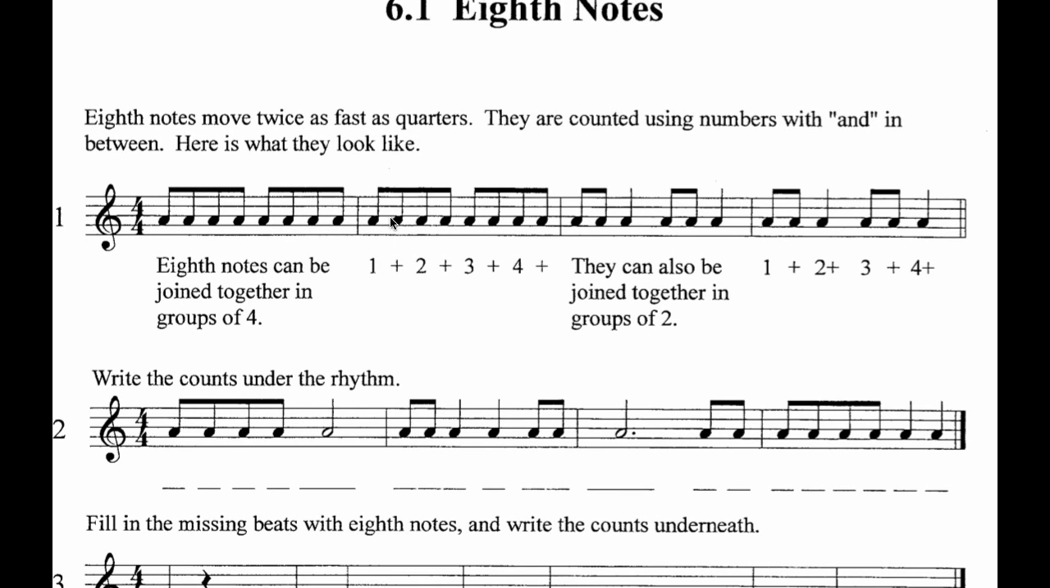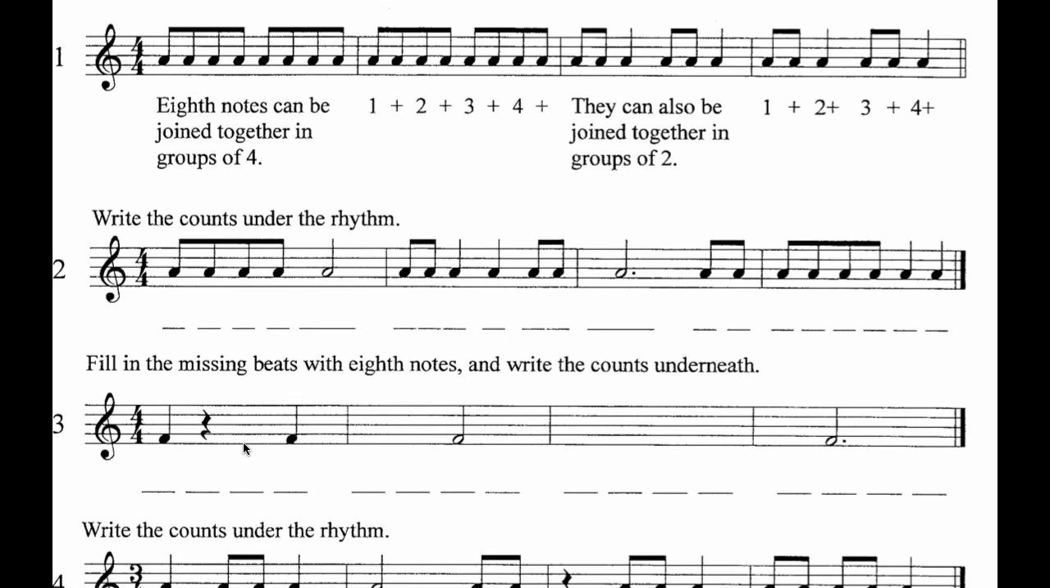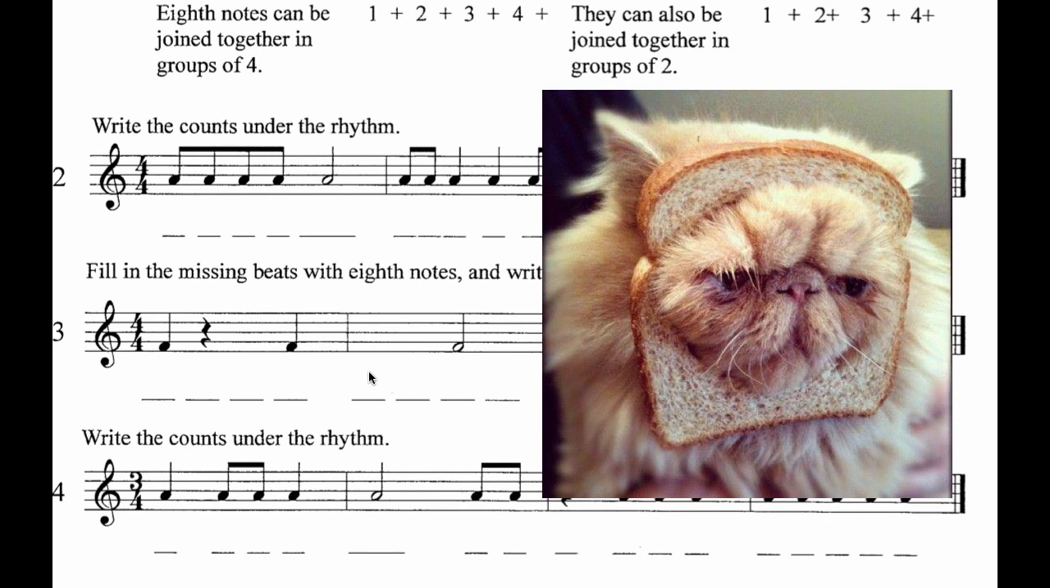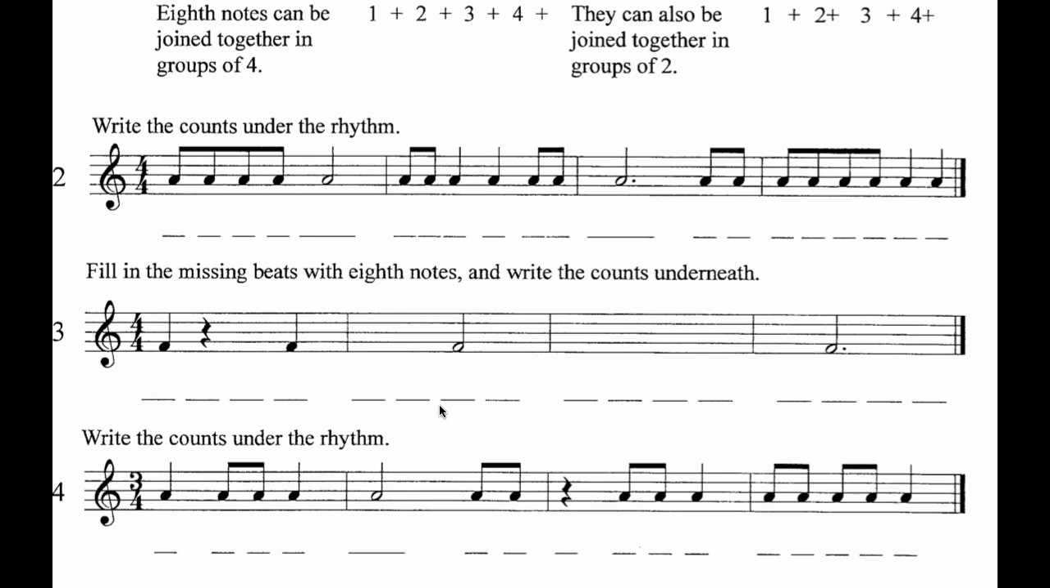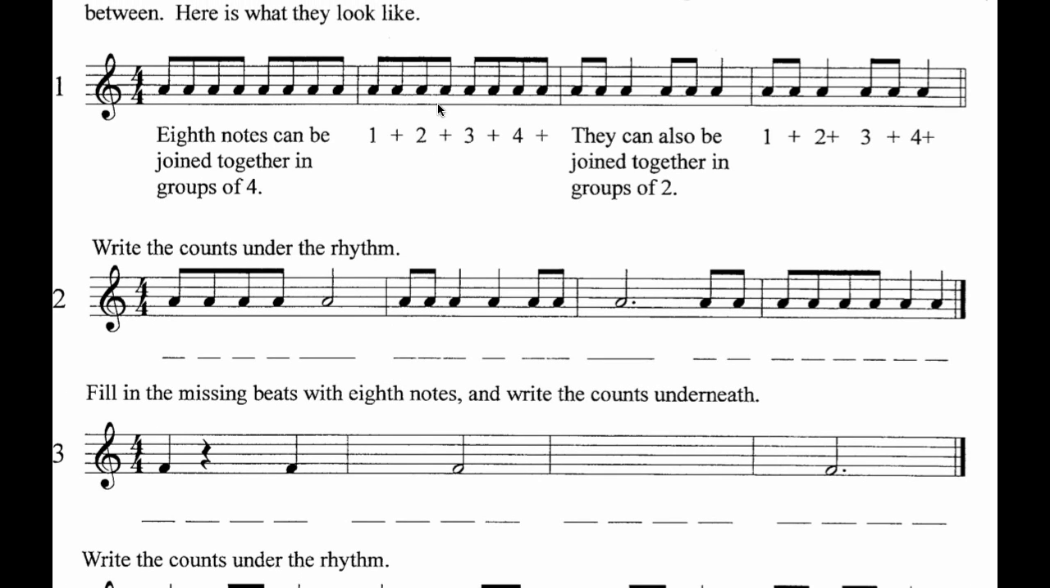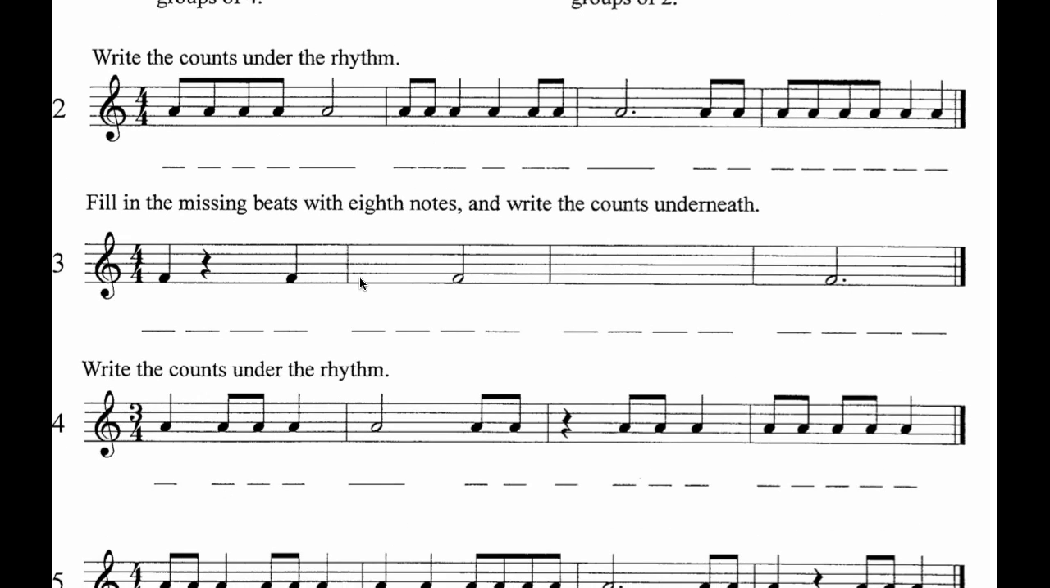Eighth notes take up half a beat each, so we need a full beat. That means we're going to use 2 eighth notes, draw those in, beam them together, and write 3 and, or 3 plus. Here we don't have beats 1 or 2, but we do have 3, 4. So I would use 1 and 2 and, this group of 4 eighth notes, and write them in here, and write 1 and 2 and.